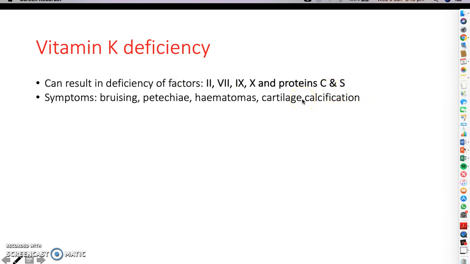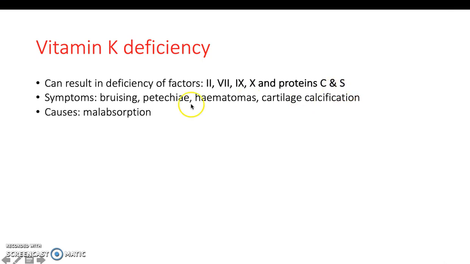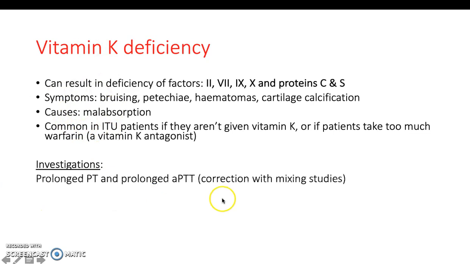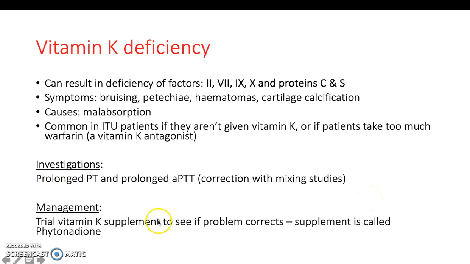And then the treatment. It's mainly caused by malabsorption. This is quite common in ITU patients if they aren't given vitamin K supplements. Also to note, medication is really important if they're on warfarin, because that's a vitamin K antagonist. So you'd have a prolonged PT and prolonged APTT. The most important thing to note is the PT would be prolonged, so you can distinguish it from the others, and you'd also be deficient in vitamin K from blood tests. Essentially you would give vitamin K and see if the problem corrects.